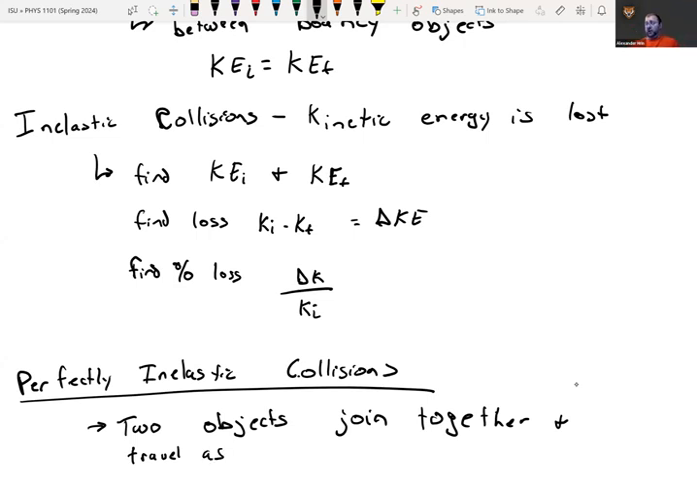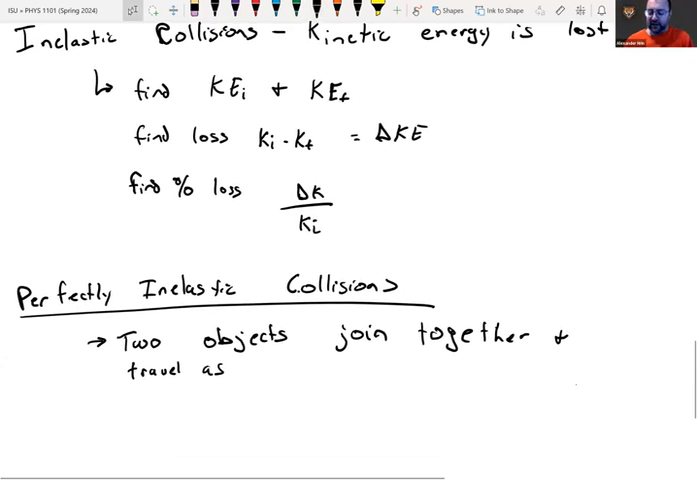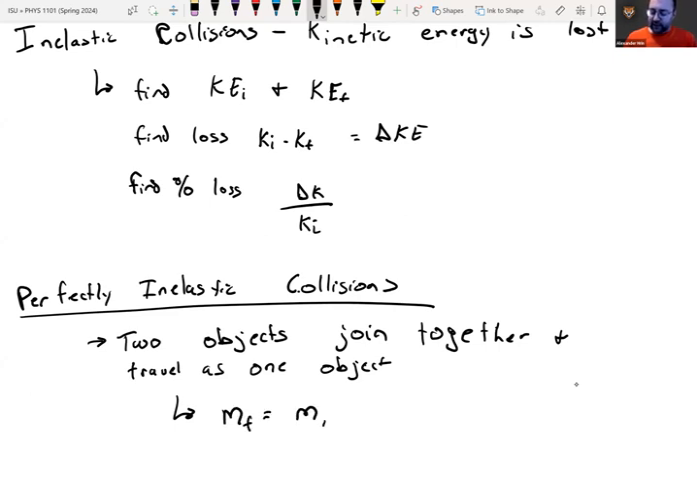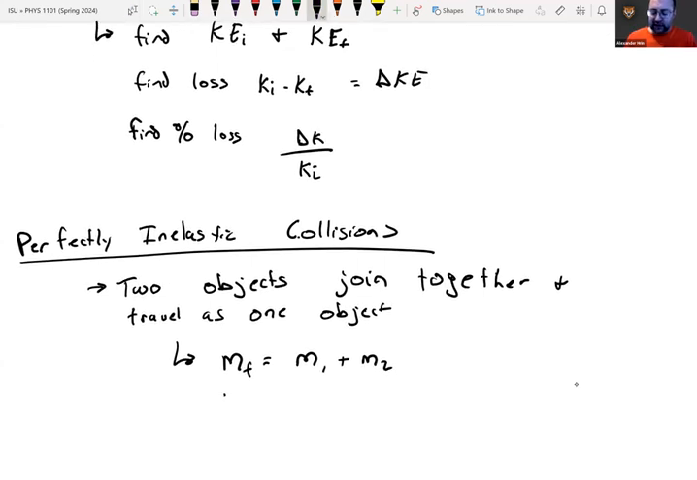Another one is if you have two cars, and like I said, we're not really going to get into two-dimensional momentum, but if you had two cars and one of them T-bones the other one, and then they just travel as a single unit for the rest of the collision, that would be another example of a perfectly inelastic collision. So travel as one object. Now, the main thing to keep in mind is that the final mass is just equal to the sum of the initial two masses, and there is only one final velocity in this case.